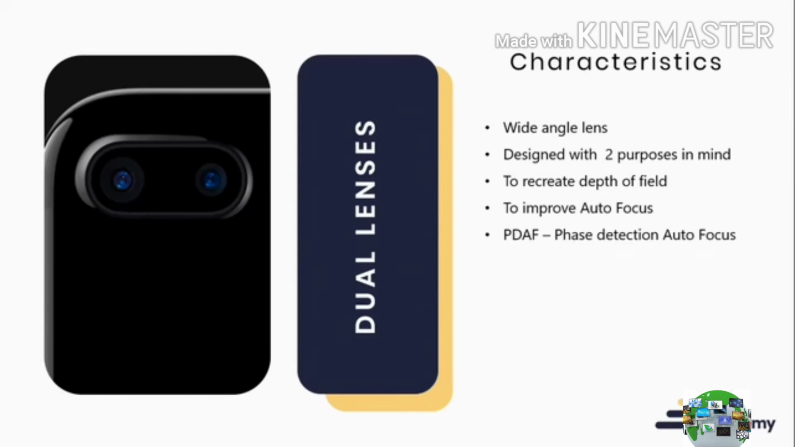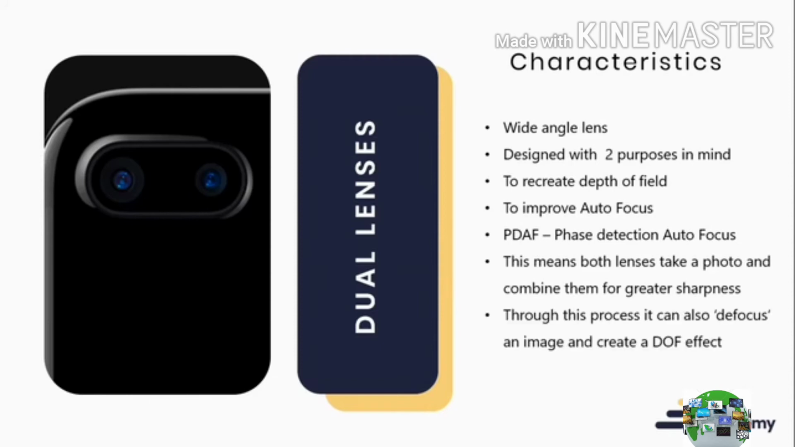Okay, so it typically will use something known as PDAF, which is phase detection autofocus, where it's able to gauge the depth of our subject, how far away our subject is, and get a much better autofocus. Because it's using two lenses, slightly different angles, it can actually gauge that distance a lot better. So this means that both lenses will take a photograph. They're combined together for greater sharpness. It also, through this process, can defocus an image to create a depth of field effect.